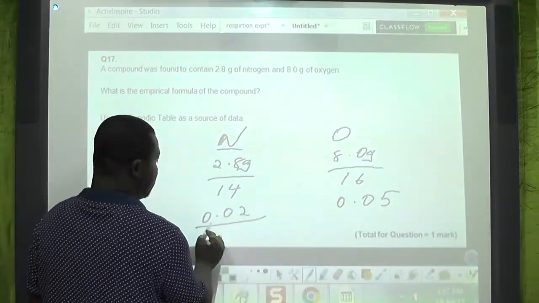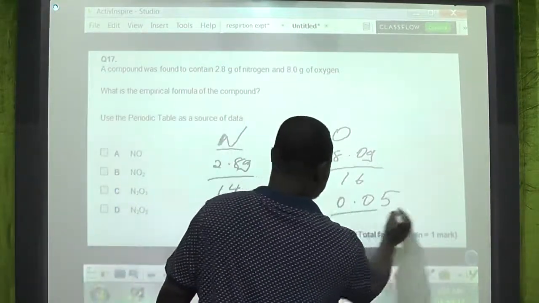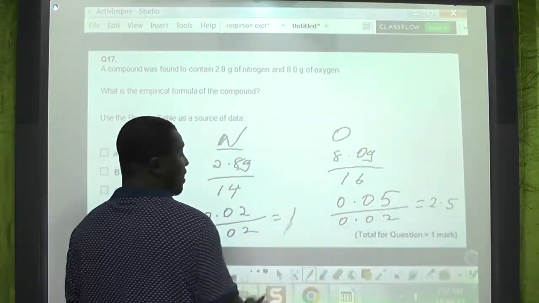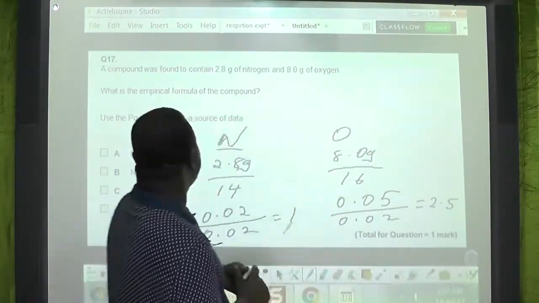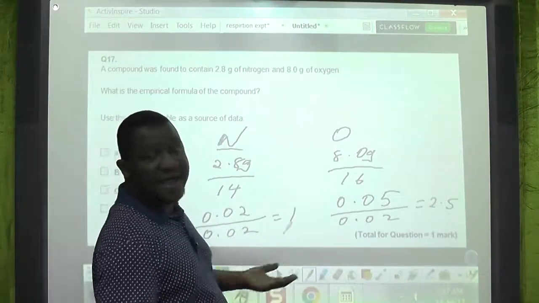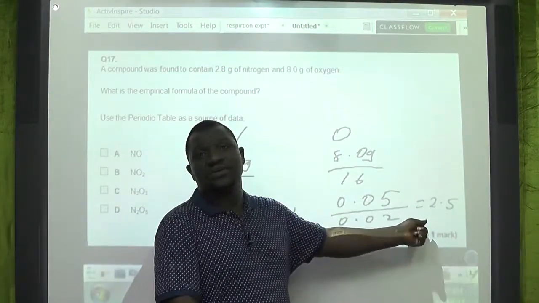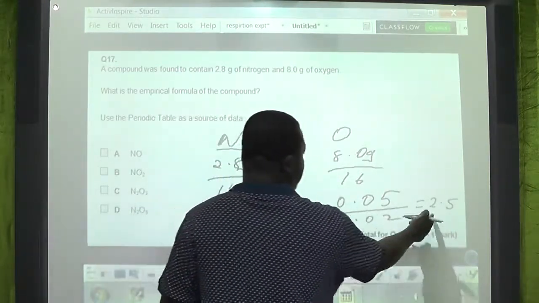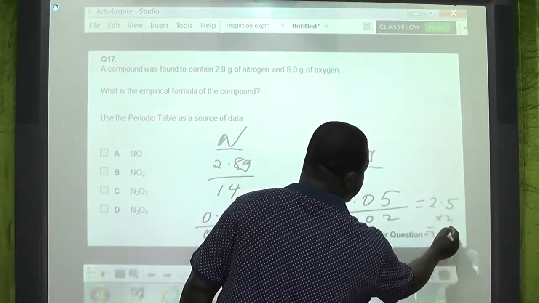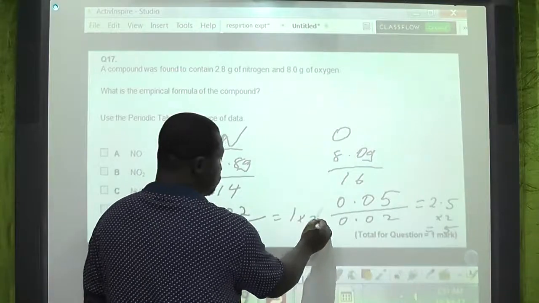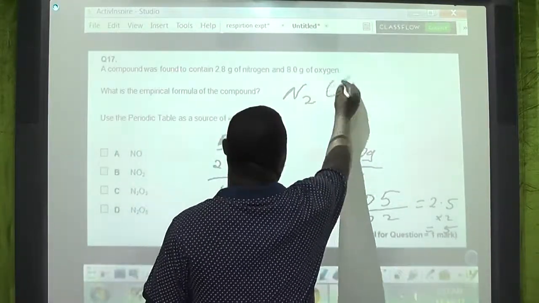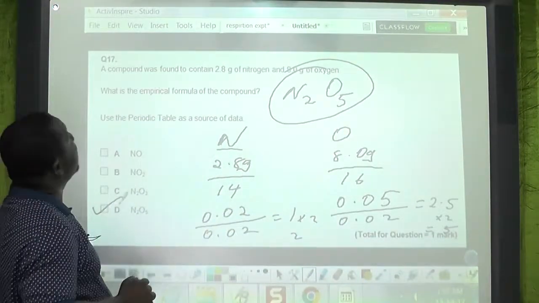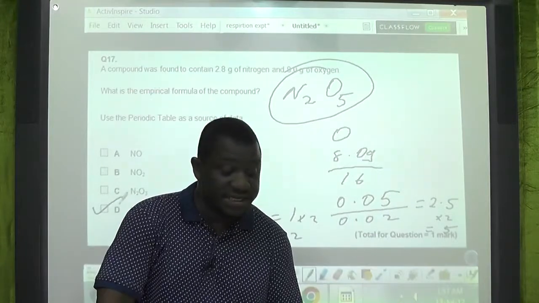So this divided by the smallest, 0.2. This I get 1 and this I get 2.5. Of course, I cannot say N is 1 and O is 2.5. I have to change this to a whole number because I cannot just approximate it to 3, since it's too far away from 3. So I multiply this by 2 to give me 5 and multiply this by 2 to give me 2. So I have N2O5. This is a direct one from IGCSE, which is very easy. D is our answer for question number 17. Are we correct?